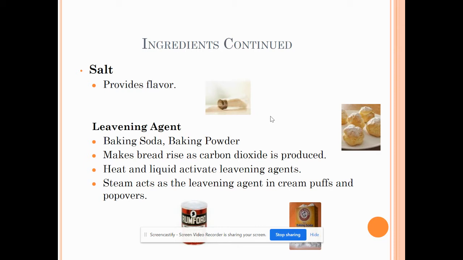You will also notice that steam could often act as a leavening agent as well. And this could be seen in cream puffs as well as popovers.